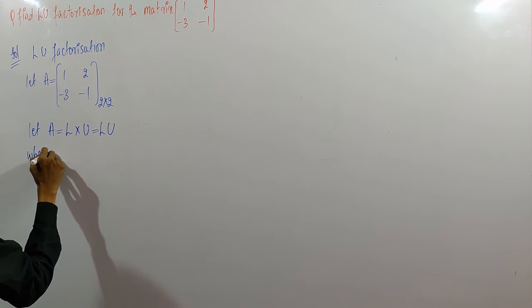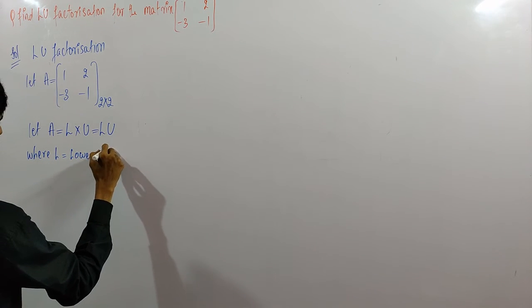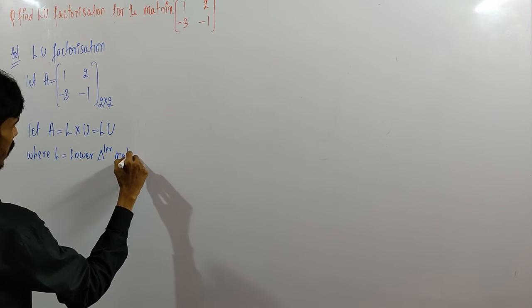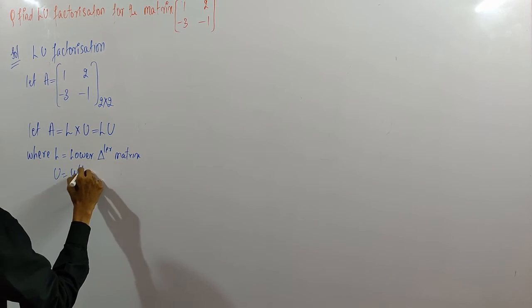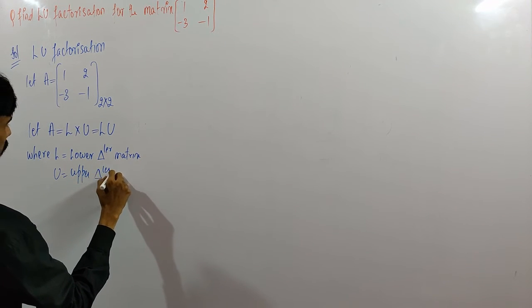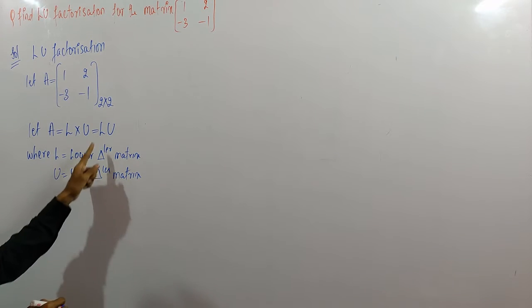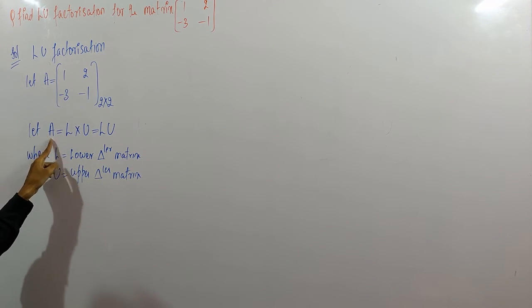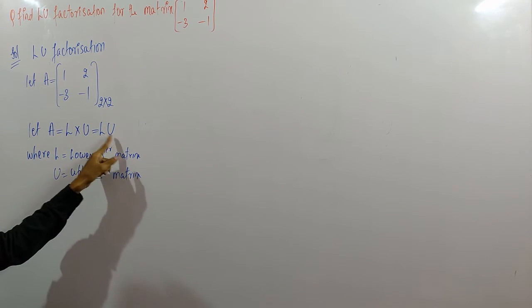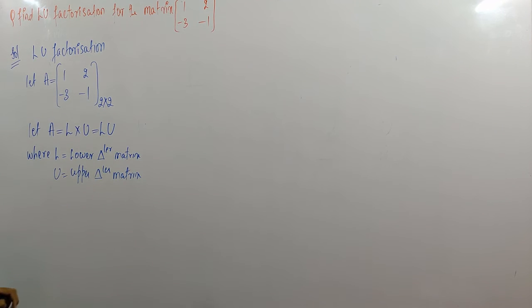Where L is the lower triangular matrix, and U is the upper triangular matrix. We have two matrices, a lower triangular matrix and an upper triangular matrix. We have to split this A matrix into two matrices whose product is A. So L is lower and U is upper triangular matrix.